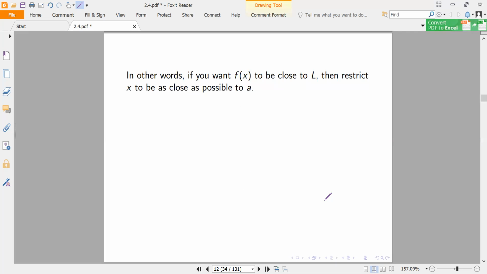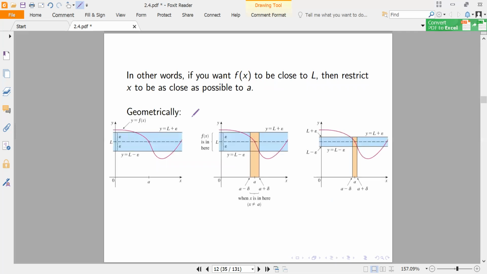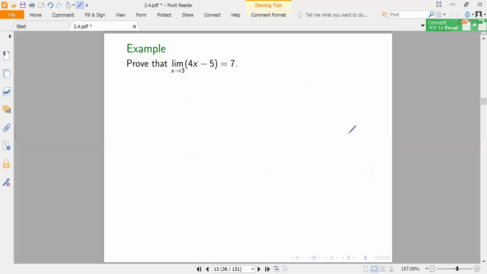Let's try to break it down, because this is very important for you to understand. If you want f of x to be close to L, then you need x to be as close as possible to a. So if you want this blue interval to be smaller, meaning you want f of x to be closer to L, we just need to close the boundaries around a. If we make the interval around a smaller and smaller, the interval around L also becomes smaller and smaller. So that's what the delta epsilon definition means.